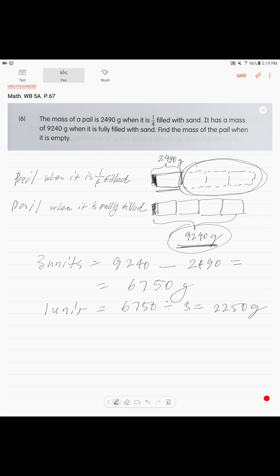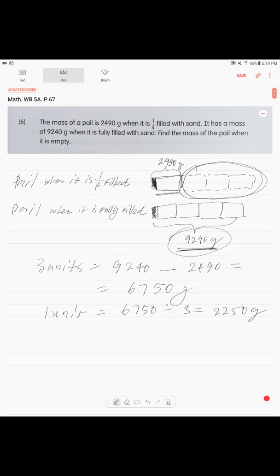So in order to know how much is the pail itself, we look back at this part, right? The pail with the 1/4 of the sand is 2490 minus 1 unit, which is 1/4 of the sand itself, gives us 240 gram. That's your answer. The mass of the pail when it's empty is 240 gram.